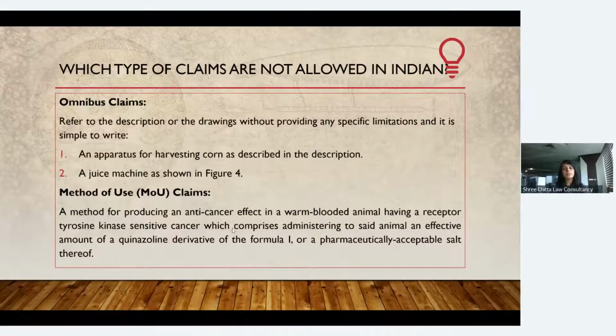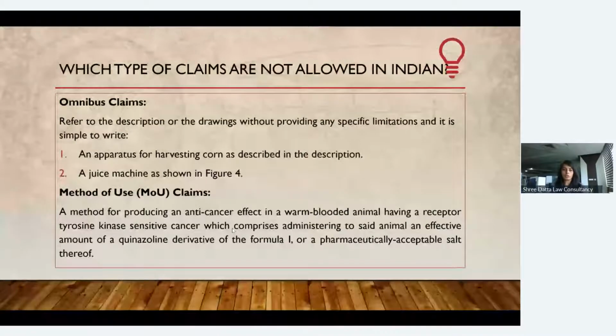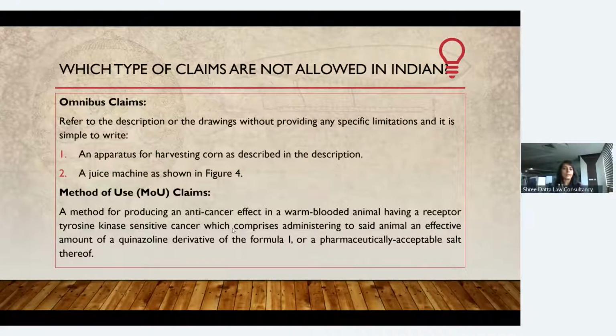Now, which types of claims are not allowed as per Indian law? One is the omnibus claim. Omnibus claims were generally written many years back, and in some other countries they are still being written, but in India they are not allowed to refer to the description or the drawings without providing any specific limitation. It is simple to write.